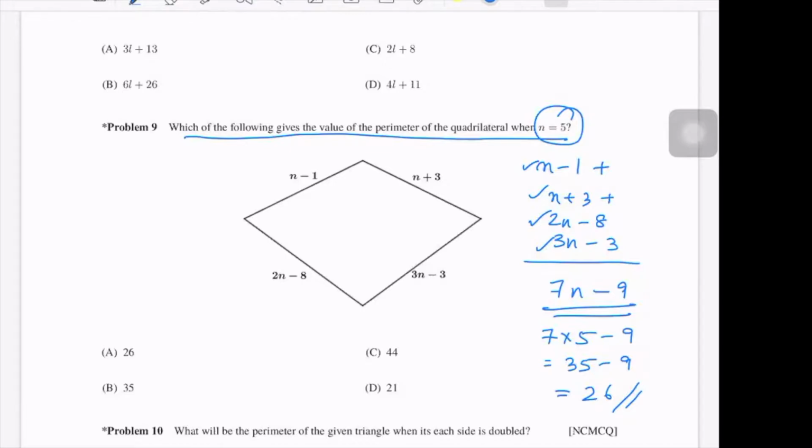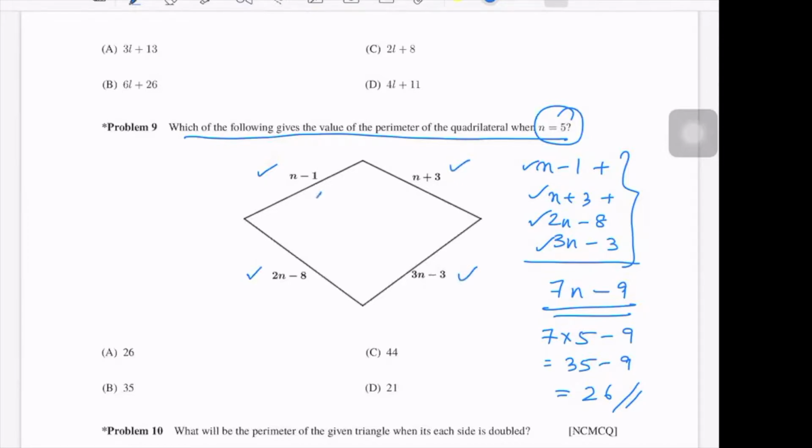What is the shorter way? Don't you think it's much easier if you actually evaluate the sides before simplifying the expression? So you don't have to go through the hassle of evaluating this expression. See, these are simple expressions. You can evaluate this expression at n is equal to 5.